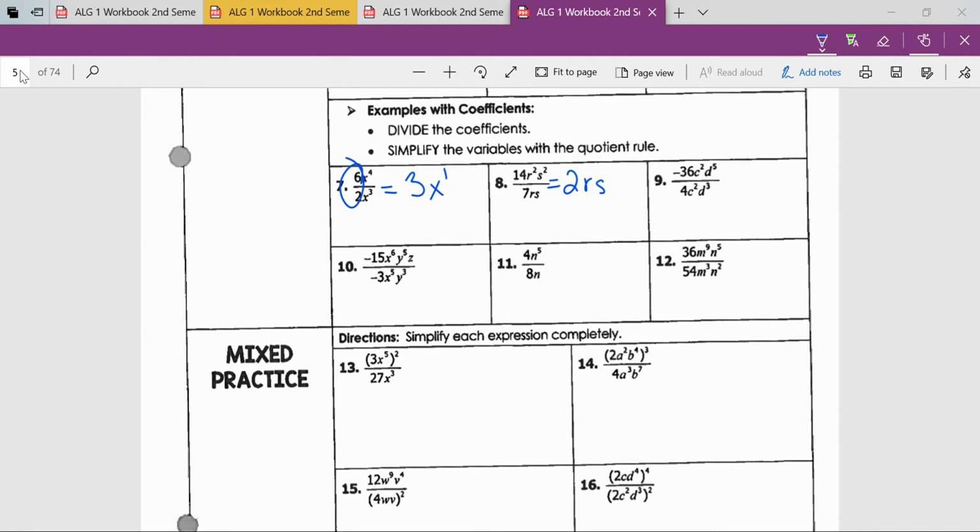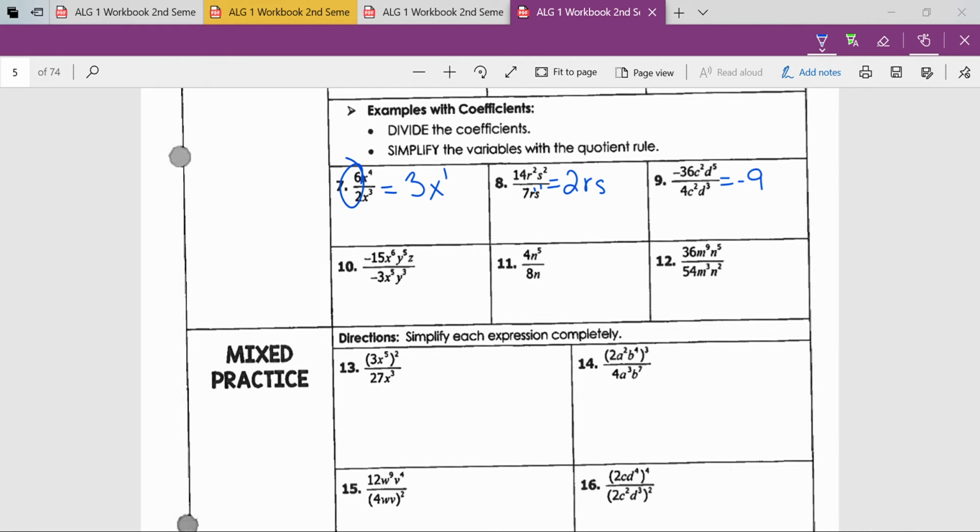Number 9. Negative 9, yes. Number 8, what did we not get on number 8? 14 divided by 7 is 2, right? We have R to the 2 and R to the 1. Remember, if there's nothing there, it's a 1. What's 2 minus 1? 1. I didn't put the 1, but you don't have to. If it's just 1, you can leave it like that. And same thing for the S's.